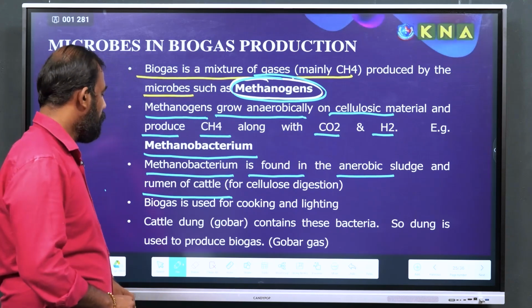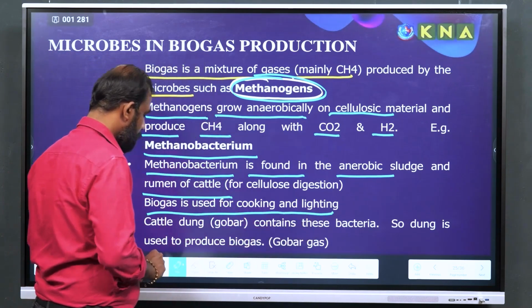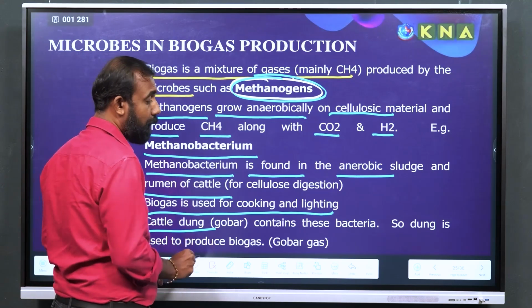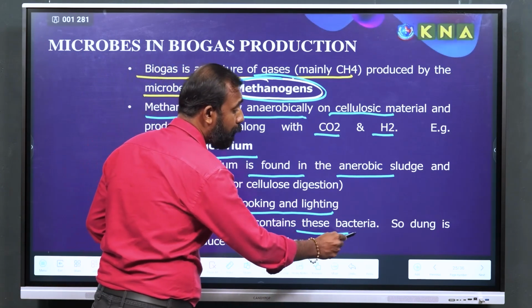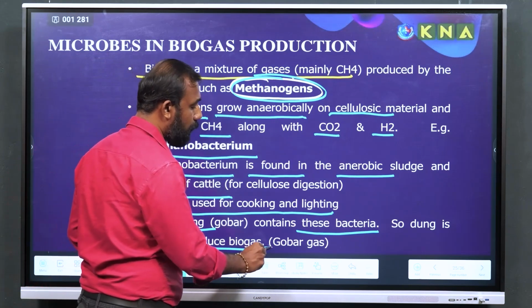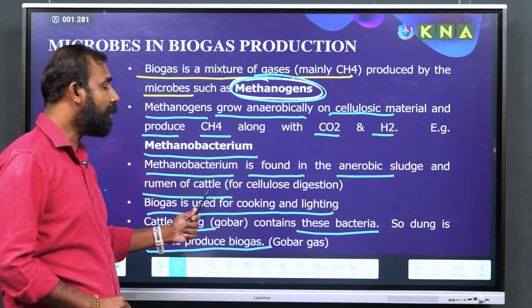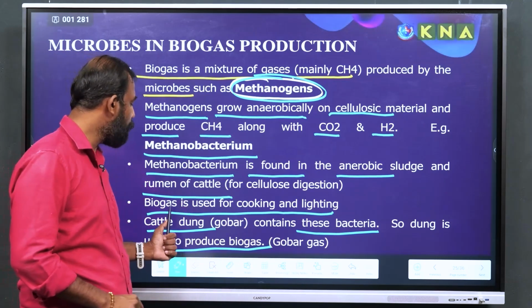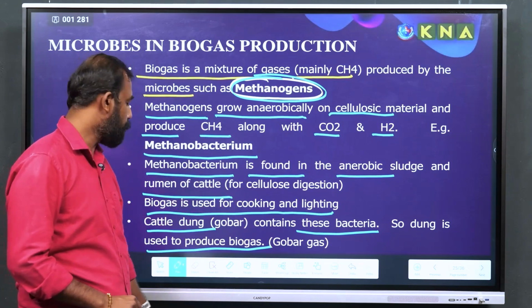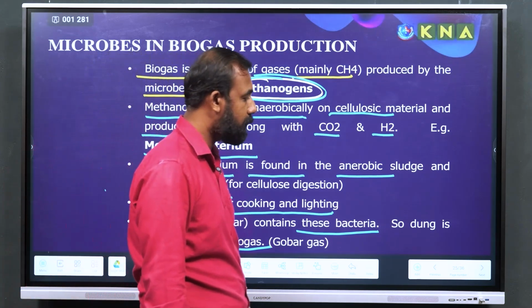Biogas is used for cooking and lighting. Cattle dung contains a large amount of Methanobacterium, so the dung is used to produce biogas. This is called gobar gas.